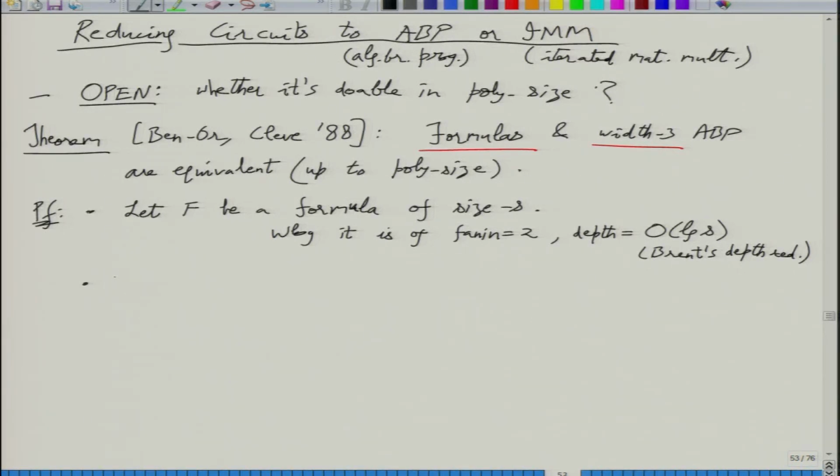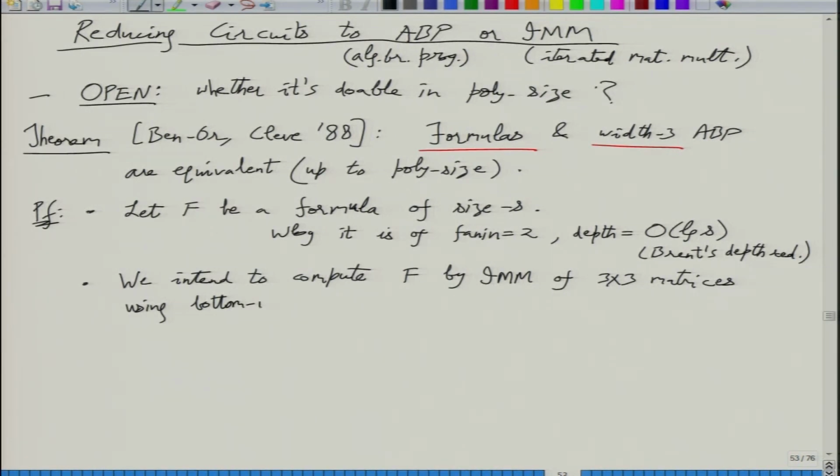We'll do it by induction. We intend to compute f by iterated matrix multiplication of 3 by 3 matrices using bottom up induction. Bottom up means that in the formula we start with the leaves and then go to the root. So we are moving upwards, and the leaves are here.